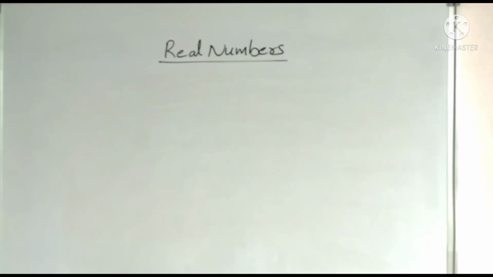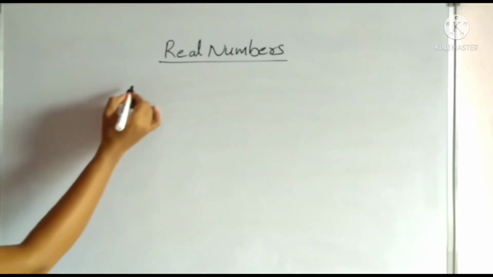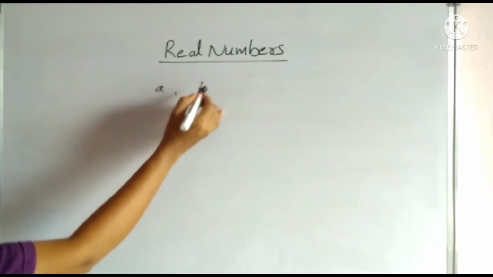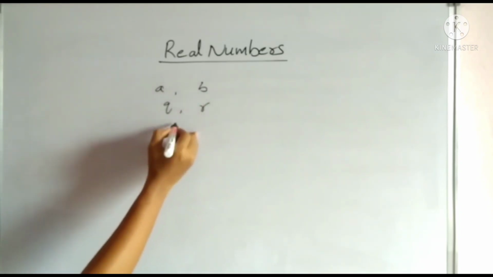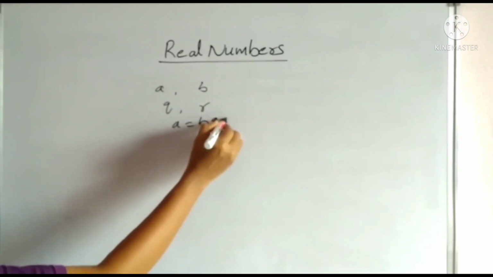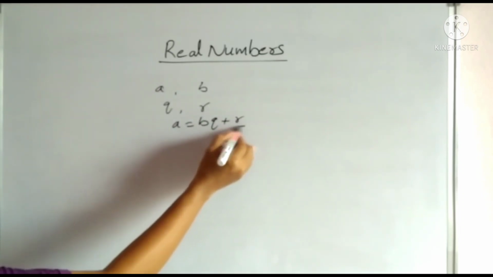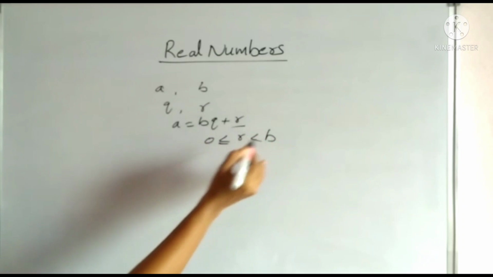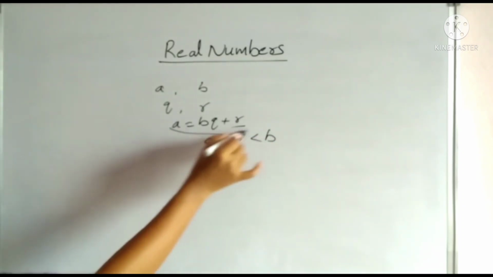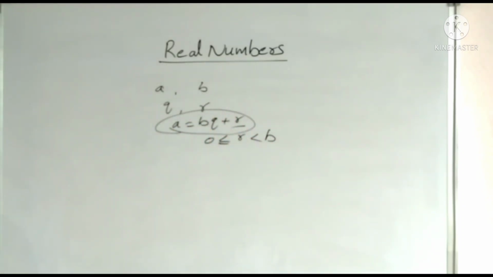So first of all, we will see what is Euclid division lemma. If a and b are any two positive integers, then there exist q and r such that a is equal to bq plus r. And here the condition for r is 0 less than or equal to r less than b. So this is called Euclid division algorithm or Euclid division lemma.